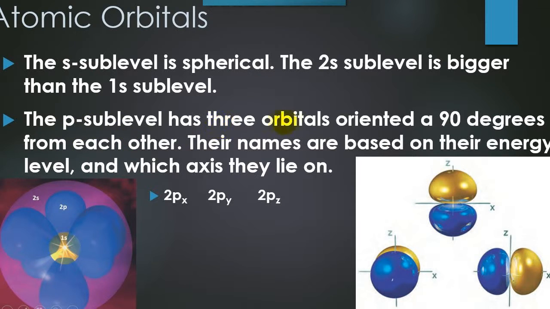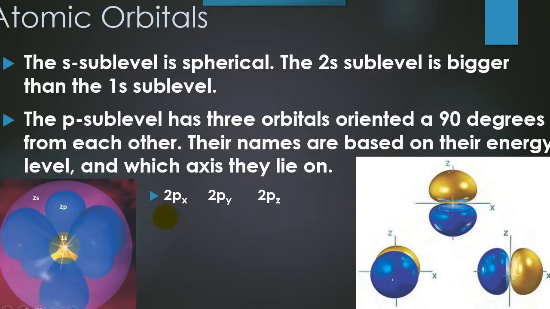The p sublevel has 3 different orbitals, all oriented at 90 degrees from each other. Their names are based on their energy level and which axis they lie on. So the second energy level has a p sublevel, and it has 3 orbitals. So the 3 orbitals will be named 2px, 2py, and 2pz. 2px would be this one here, which is oriented along the x-axis. 2py would be this one. Y-axis goes in and out, and the z-axis goes up and down. So this orbital would be the 2pz orbital.